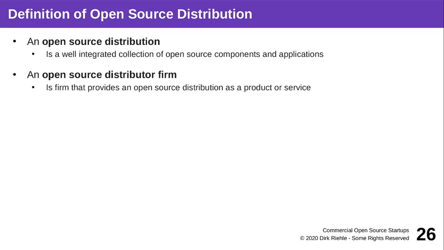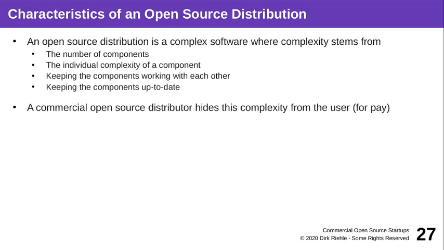And a company or a vendor which provides such an open source distribution is an open source distributor firm. The classic examples are the Linux distributors, of course, and Linux is complex with just a lot of components, so that made a lot of sense. This complexity that motivates a distribution and then a distributor firm comes simply from the sheer number of components, but also the complexity of a single component that you need to know about.